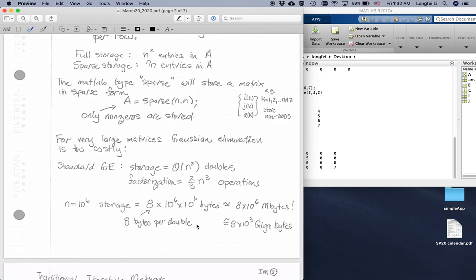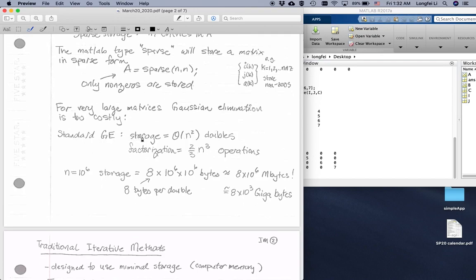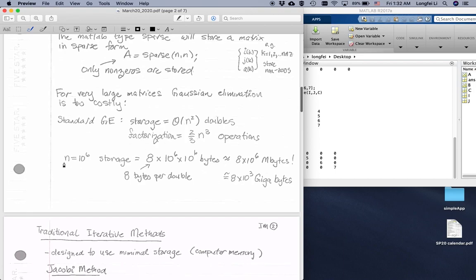So here for a very large matrix, Gaussian elimination is too costly. We recall that the standard Gaussian elimination needs the storage of n square doubles, right? So if we store everything, for the factorization, the cost of flops is 2/3 n cubed. We need to do this many operations. So if we're solving a large system, say the dimension of the matrix n is 10 to the 6, the storage we need is 8 times 10 to the 6 times 10 to the 6 bytes. So we need 8 bytes to store a number.